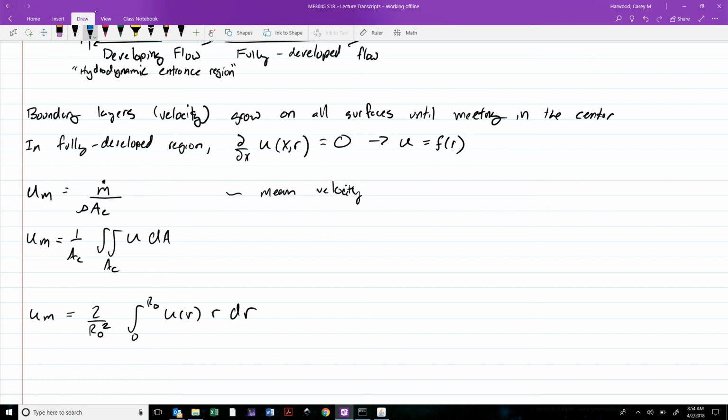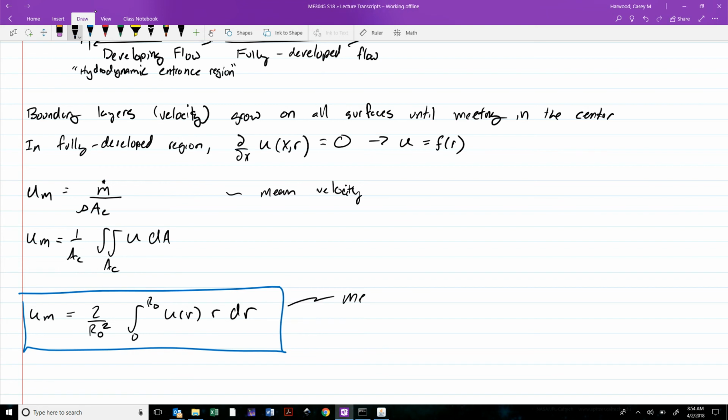So this is the mean velocity for a circular pipe. And the operating principle here is there's some amount of mass flowing through the pipe. If you were to make the velocity uniform, this is the velocity that would get the same amount of mass crossing a control surface through the pipe per unit time.